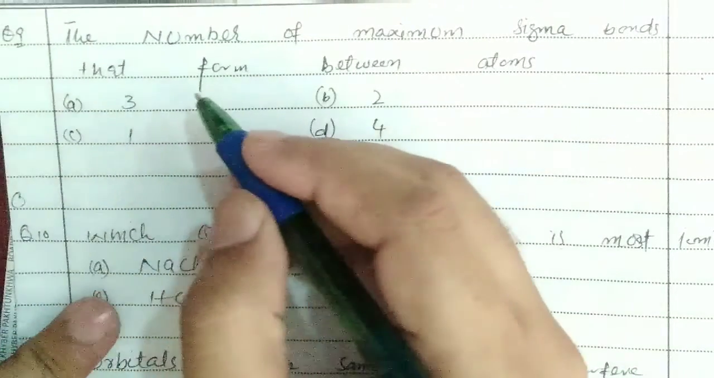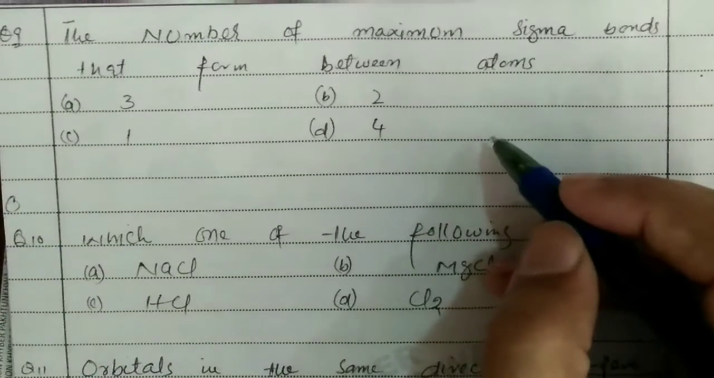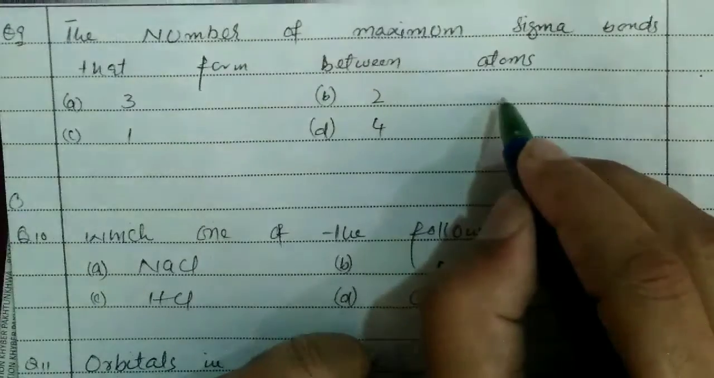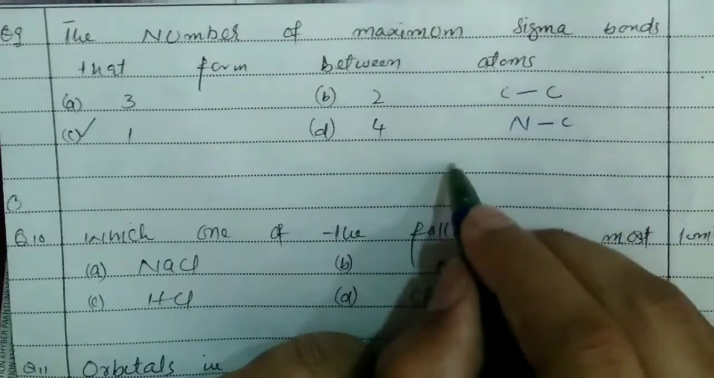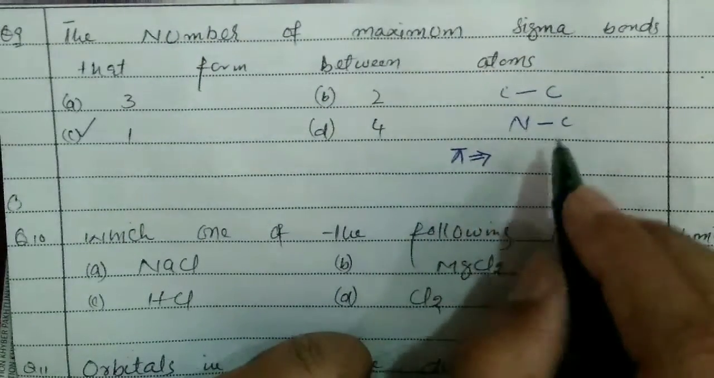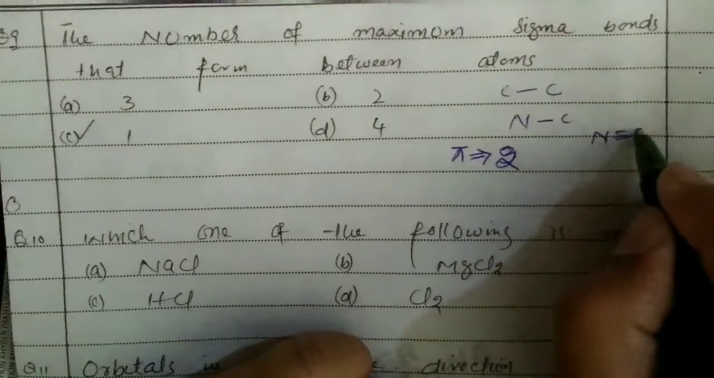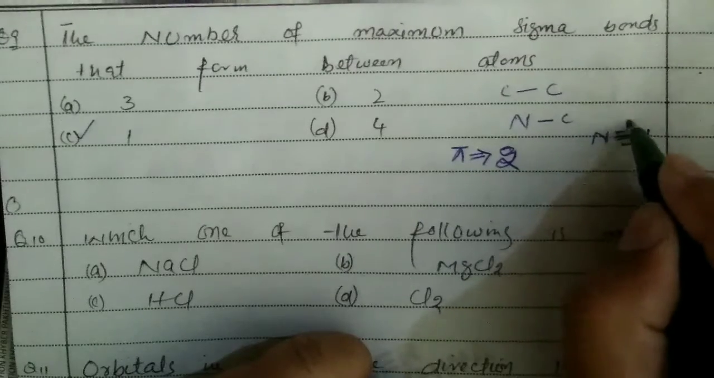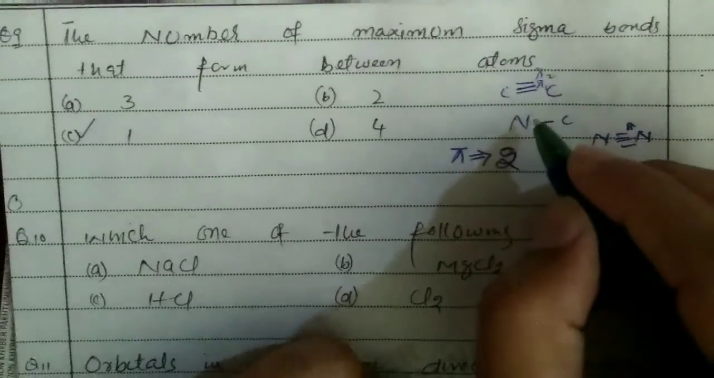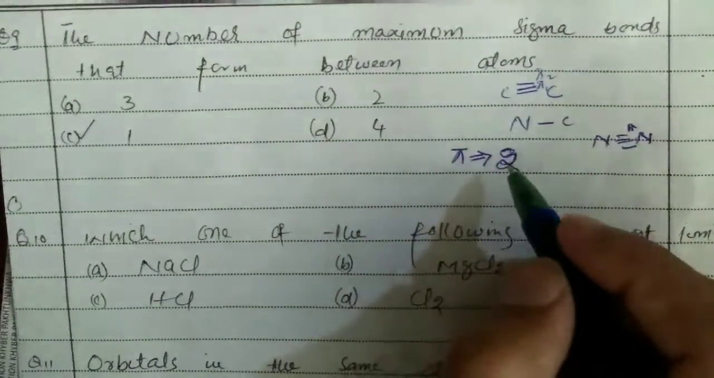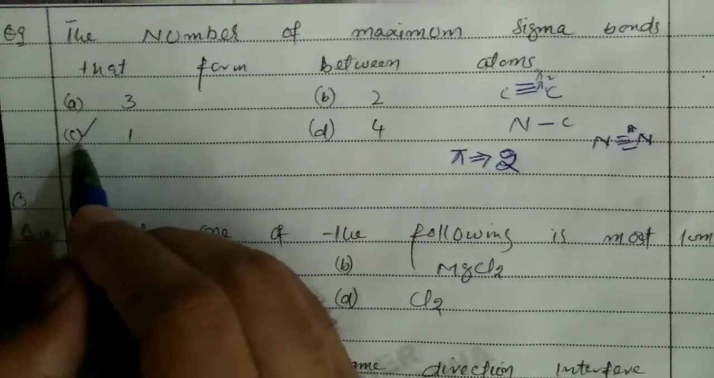MCQ number 9: the number of maximum sigma bonds that form between atoms. The number of maximum sigma bonds that form between two atoms is 1, and the number of maximum pi bonds that form between two atoms is 2. Consider nitrogen, so one is sigma and the other two are pi 1 and pi 2. Consider a triple bond between carbon, so one is sigma, and the other two, pi 1 and pi 2, are the pi bonds. So the number of maximum pi bonds that form between two atoms is 2, while the number of sigma bonds that form between two atoms is 1. So here the correct option is 1.